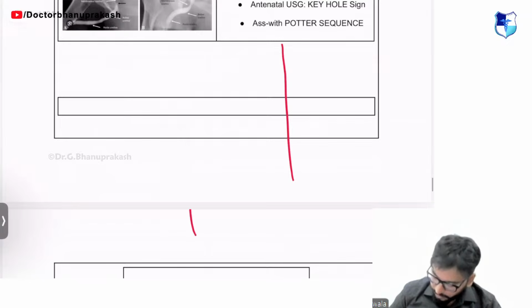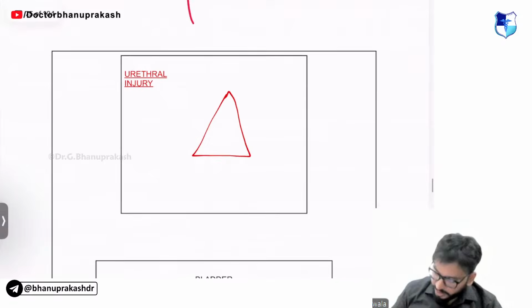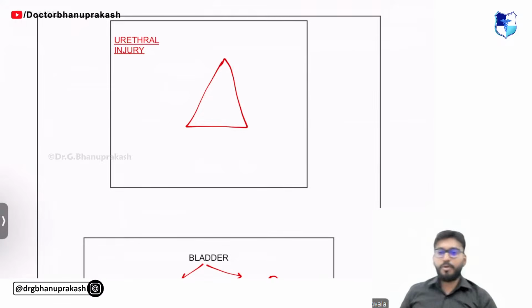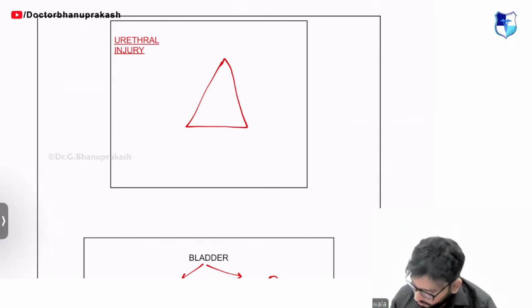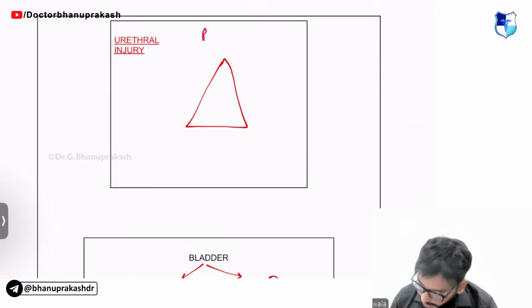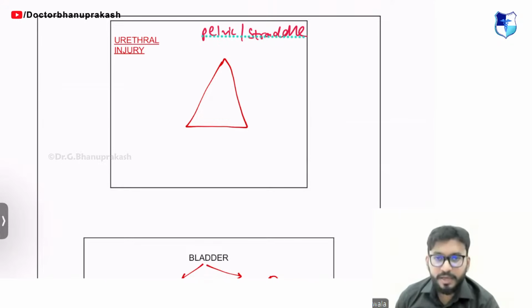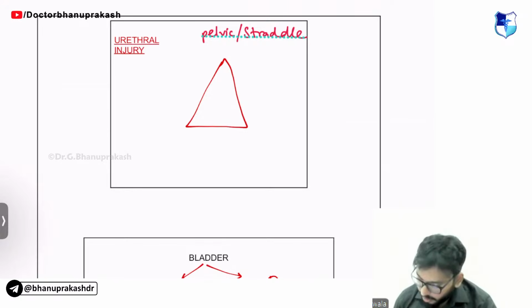Okay. Urethral injury. Guys, urethral injury is very important, so please pay attention. We'll take this slow. In the question stem, there will be a pelvic injury or a straddle injury. Remember, pick up these words, guys: pelvic injury or straddle injury. Number two, there is difficulty in passing urine.